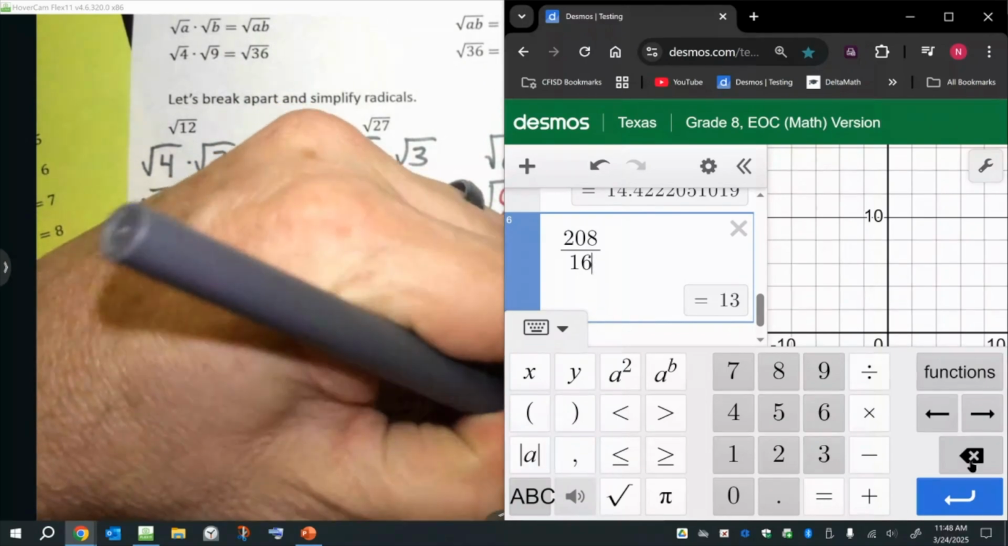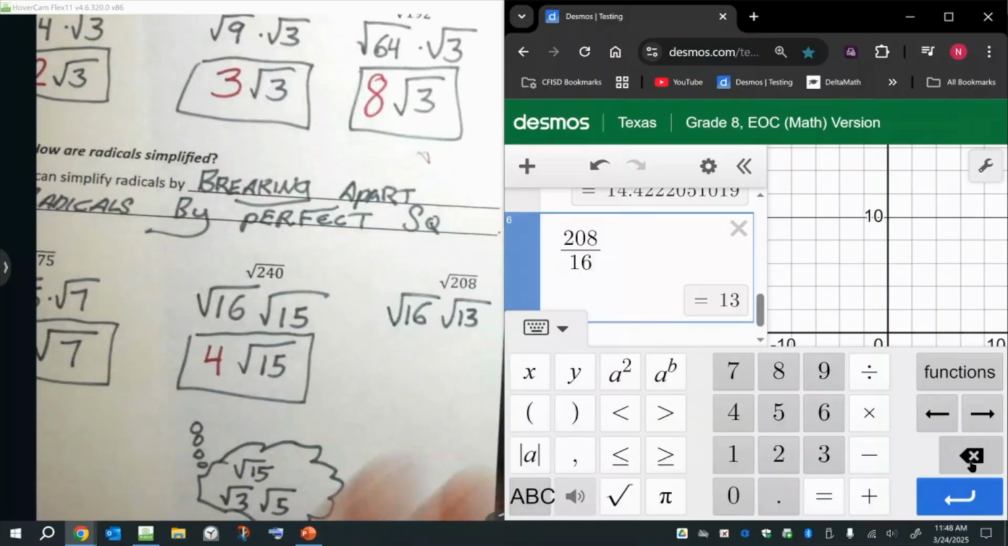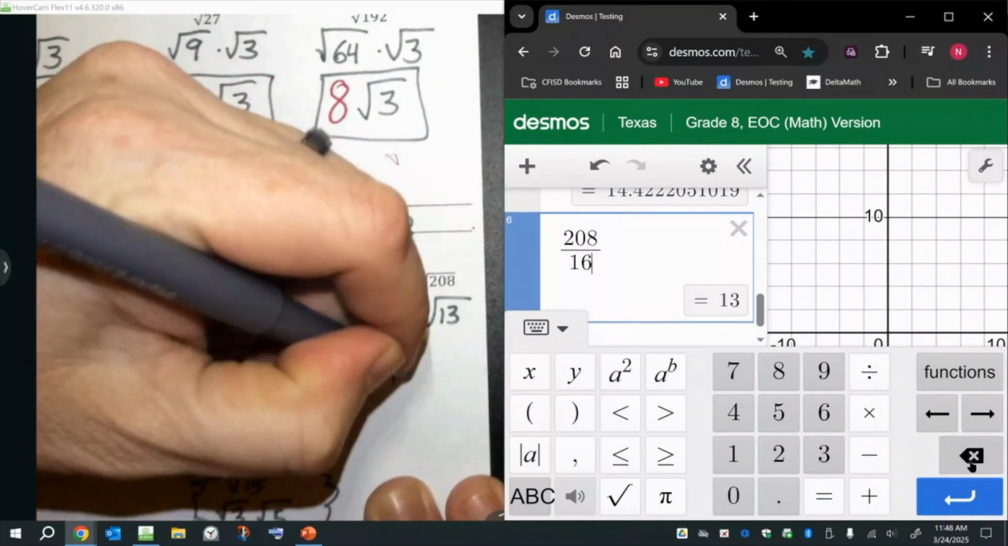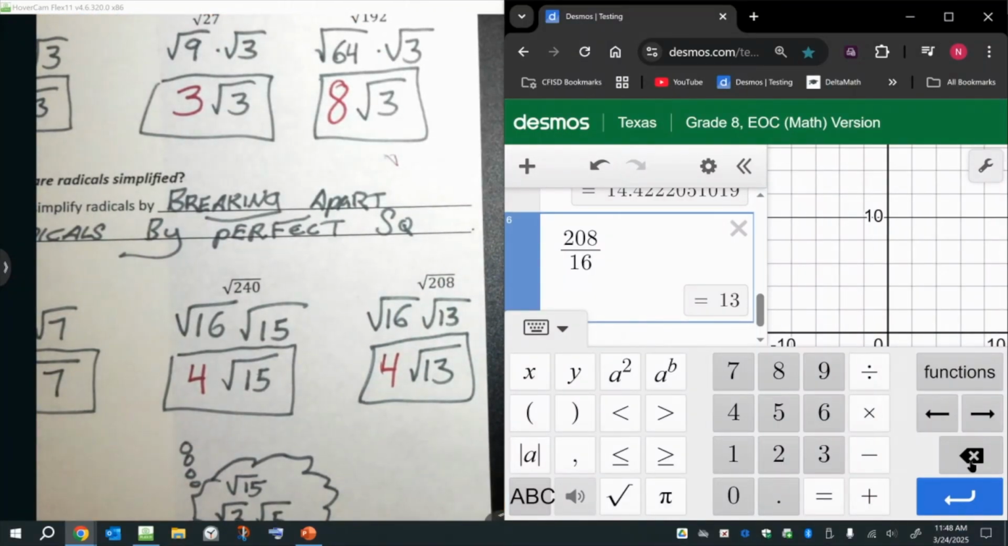All right, so square root 16, square root 13. Square root 16 we know turns into 4. And then the square root of 13 just stays as the square root of 13. That is the smallest possible thing going on there.